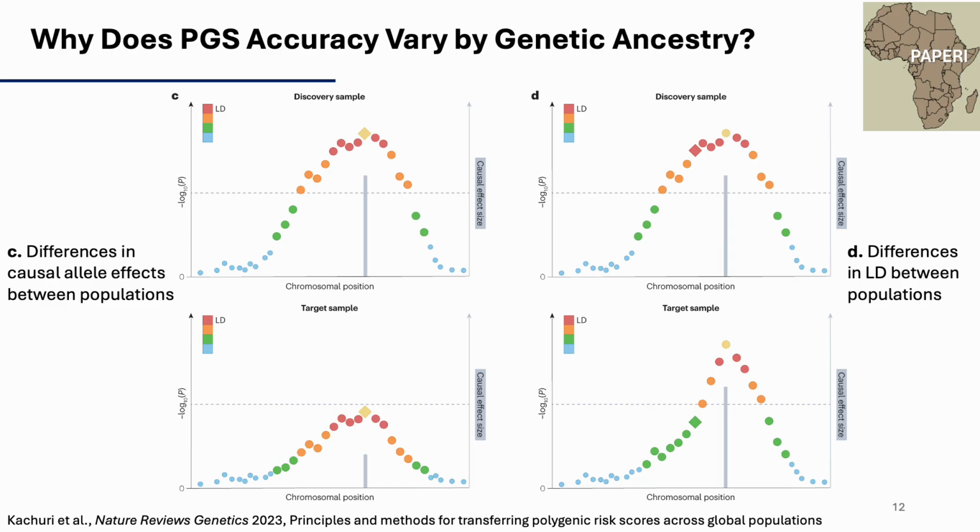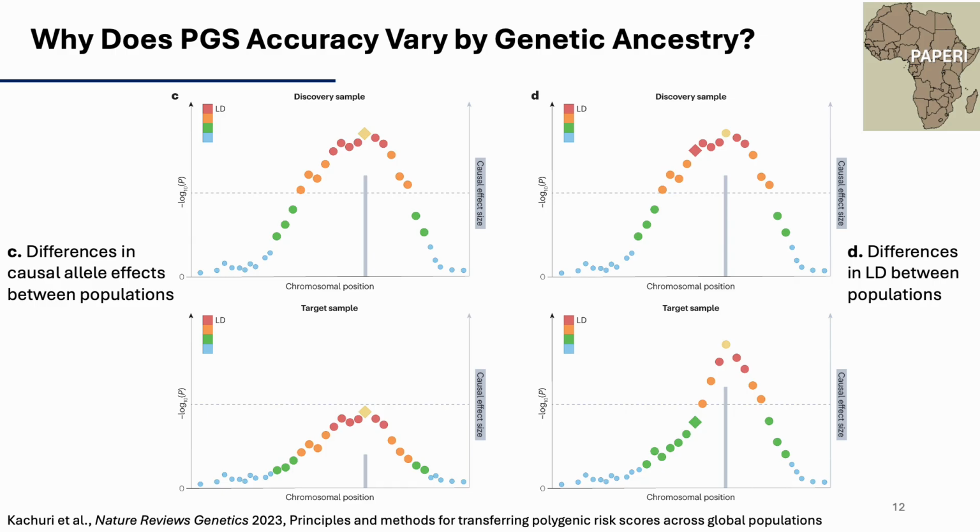There are several reasons why PGS accuracy varies by genetic ancestry and by genetic distance to the training population. As represented in Panel C on the left, the effect of the causal allele, represented by the diamond, may vary between the discovery and target population. In this case, using variant effects determined in the discovery population could decrease PGS accuracy in the target population.